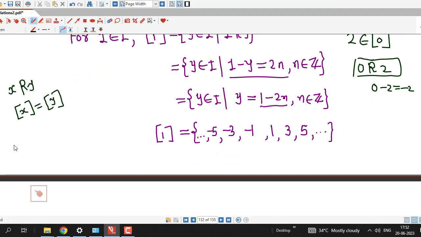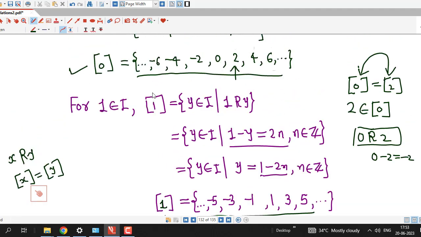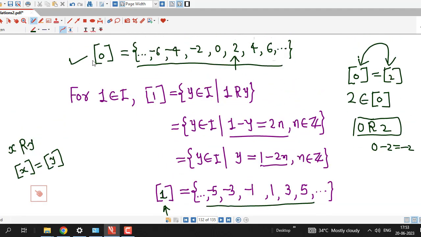Same thing here, all these elements are nothing but relatives of integer 1, so they are related to 1. Therefore, the equivalence classes generated by 1, 3, 5, minus 1, minus 3, minus 5 are all equal to the equivalence class generated by 1. Therefore, we have only two disjoint equivalence classes, the equivalence class generated by 0 and the equivalence class generated by 1.